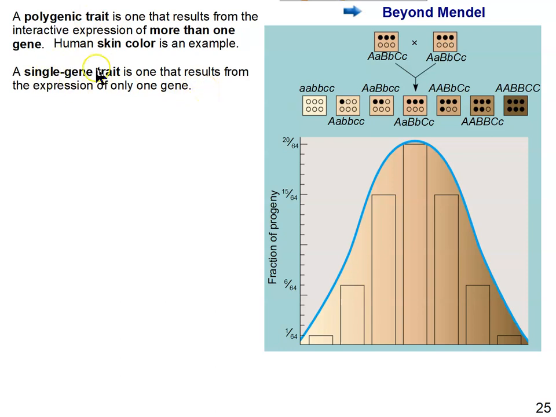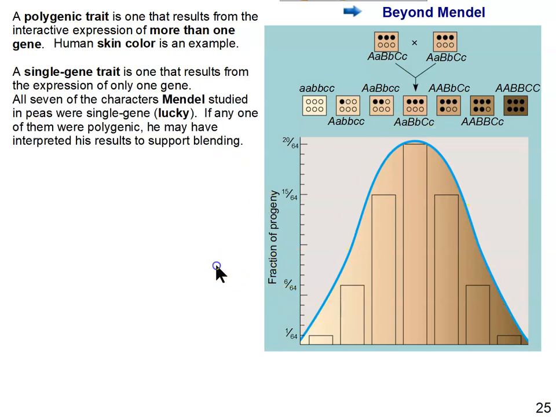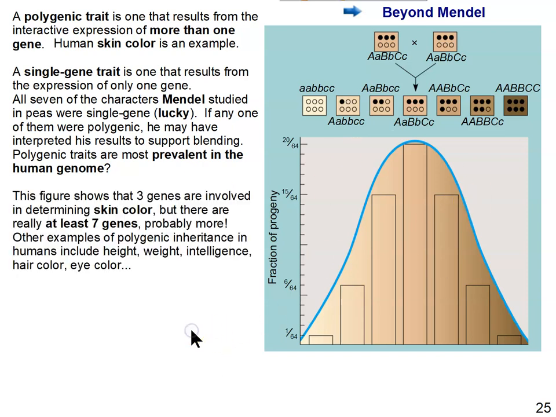And the characteristic of a single gene trait is either or, either tall or short, either round or wrinkled. There are only 2 possible phenotypes. But in polygenic traits, there's a range of phenotypes. So again, all 7 characters that Mendel studied were single gene traits, so he was lucky that way. Polygenic traits are most prevalent in the human genome. In other words, most human traits are polygenic traits. Skin color, again, being an example.